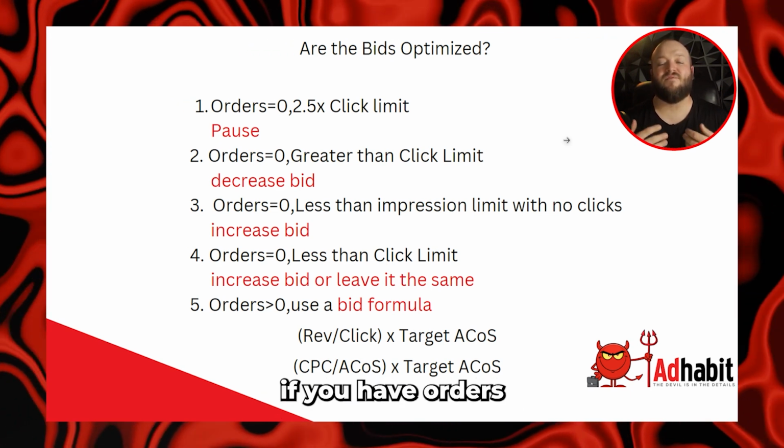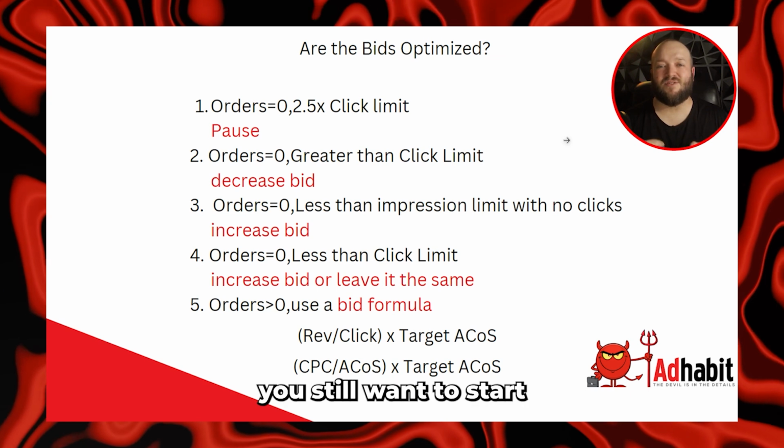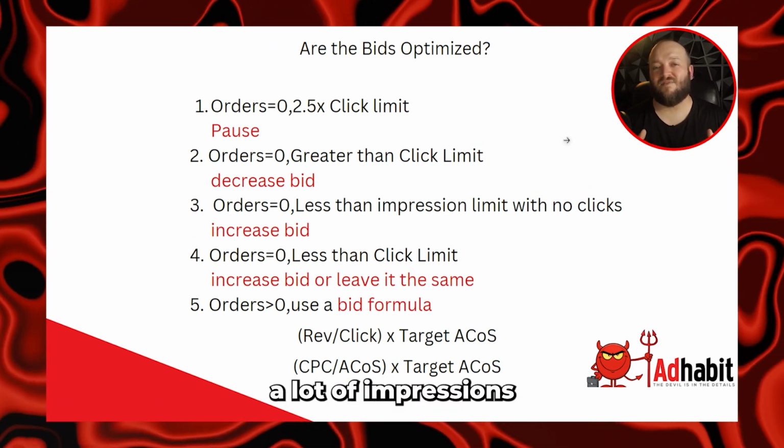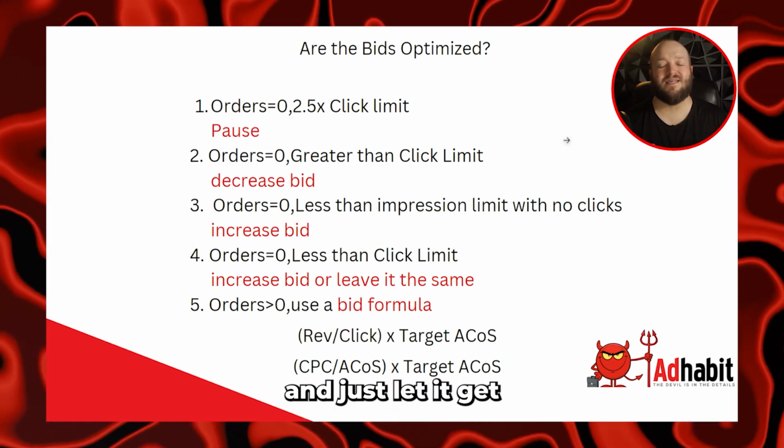Now, the same thing, if you have orders with a limited click amount, you still want to start to increase the bid slowly. Unless you have a lot of impressions, then maybe just leave it as it is and just let it get clicks over time.